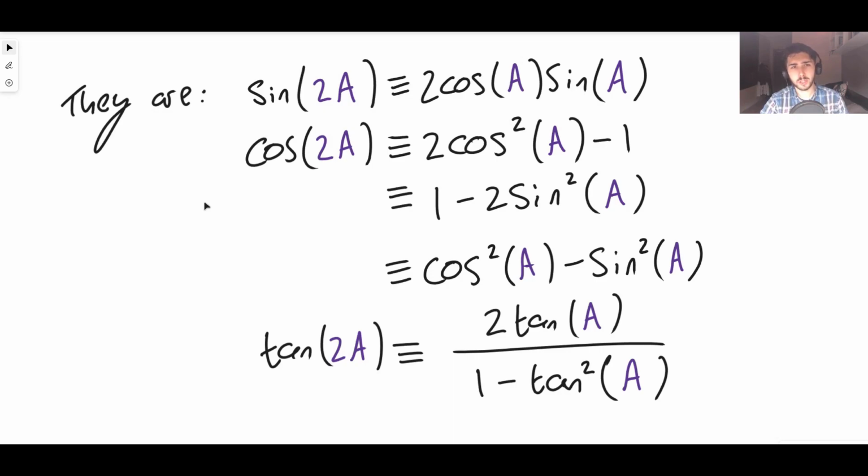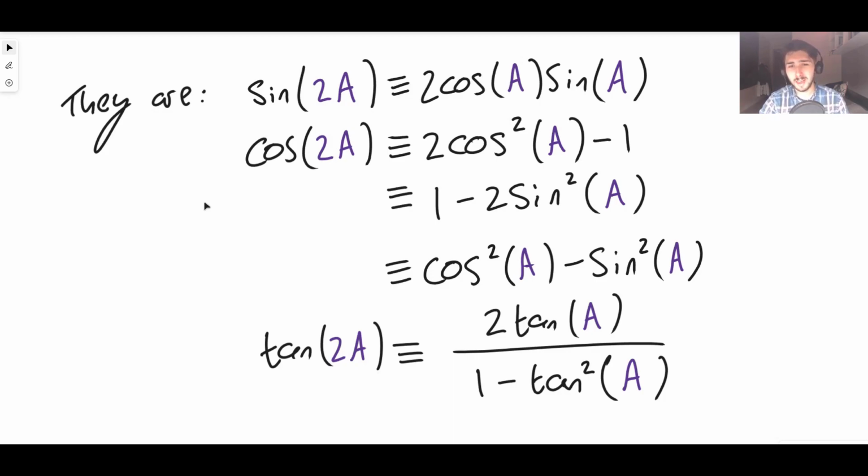So one thing to mention is that cos has actually got 3 double angle formulas. It has 2 cos squared A minus 1, 1 minus 2 sine squared A, and cos squared A minus sine squared A. They're all the exact same thing.